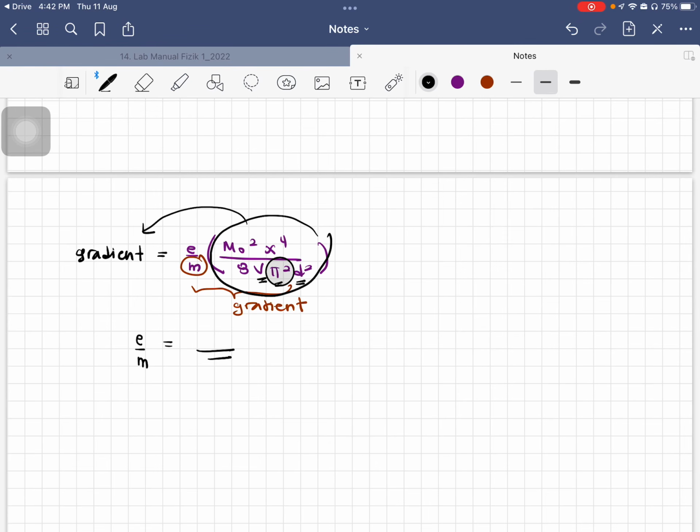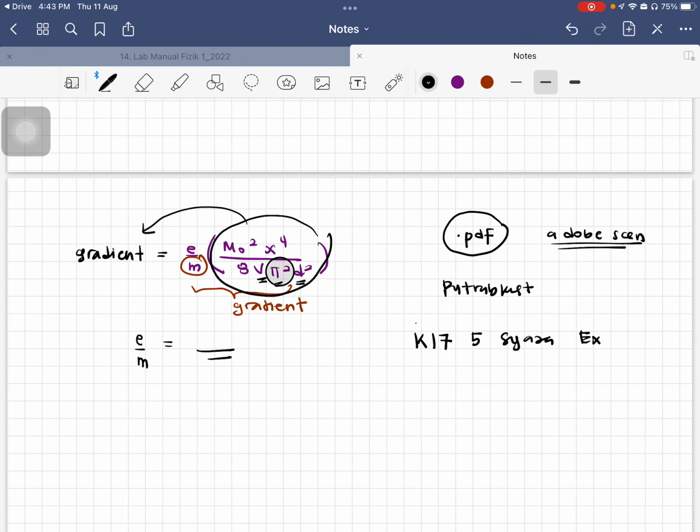This is individual. You need to submit it as individual. You draw all the sketches by hand, right? Scan it in the form of PDF. I'm using Adobe Scan. Scan it as a PDF and submit it in Putra Blast. Don't forget to rename it as your lecture group, your attendance number, your name, and experiment 1.